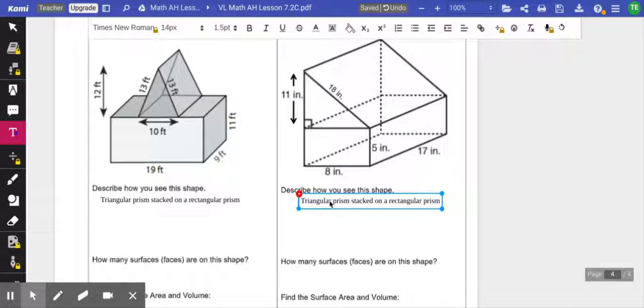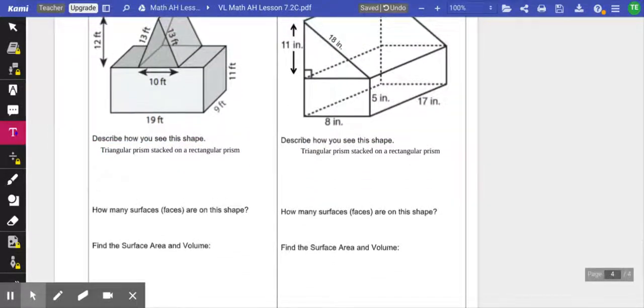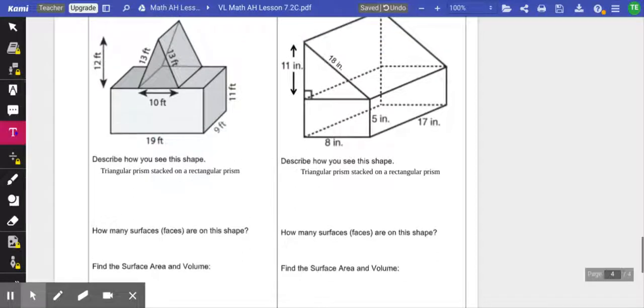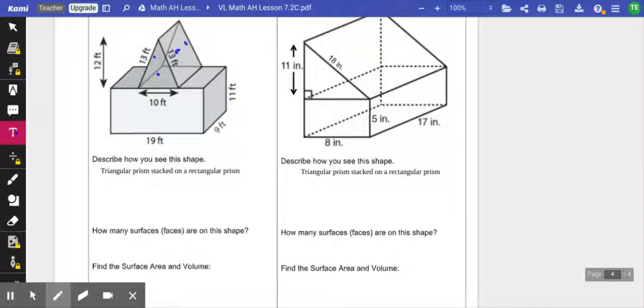All right, how many surfaces are on this shape? We can't count what's not showing. So in between that triangle is not showing. On the triangular prism, what I see showing here is this lateral face and this lateral face and the base and the base. The other lateral face is not showing. So from the top, I see a 4.